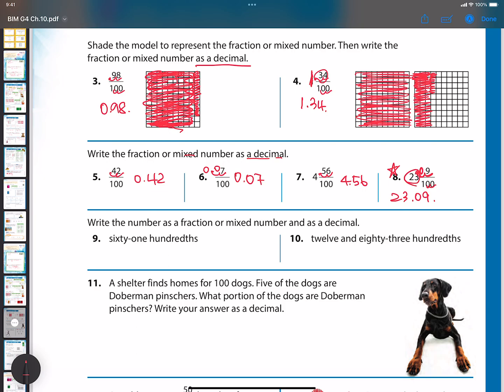23. All right, write the number as a fraction or mixed number and as a decimal. Okay, 61 hundredths. 61 hundredths, which means 0.61. And 83 hundredths. Okay, 83 hundredths, which is 12.83.